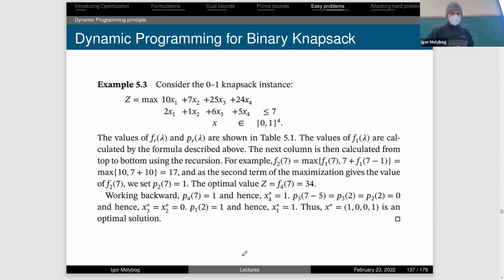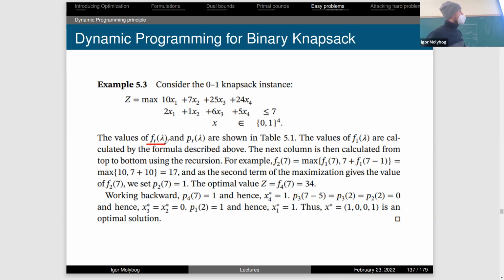Okay, let's take a look at the example. So we are having a 0-1 knapsack instance. It consists of only four variables, and b is equal to 7, which is not much. The values of f_r of lambda and p_r of lambda are shown in table 5-1. It really doesn't matter what p_r of lambda is at this point.